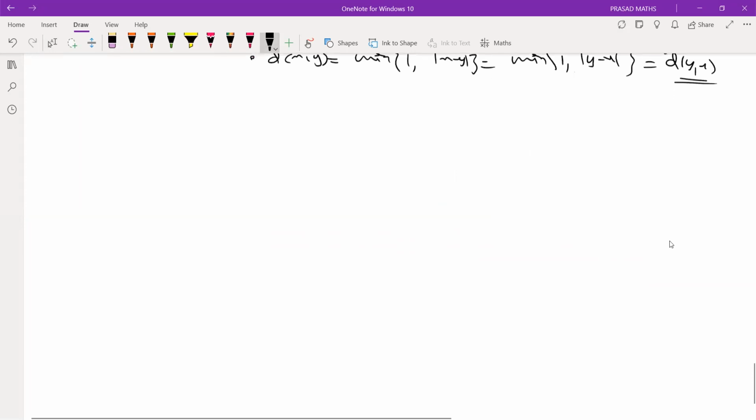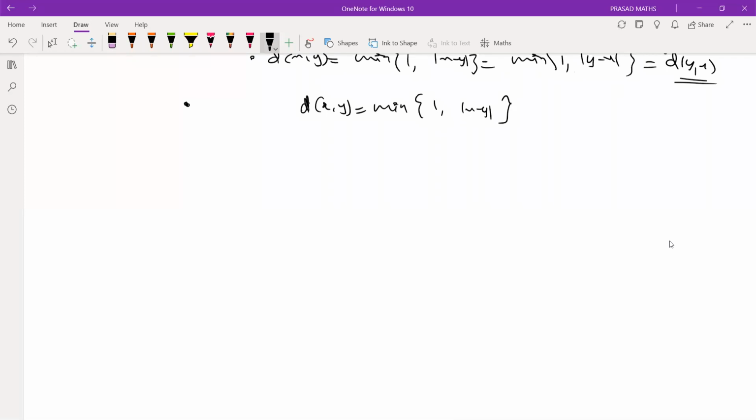So what about the triangle inequality? In order to prove the triangle inequality, first you need to observe two things. What is my distance? The distance function is a minimum function, the minimum of 1 comma mod of x minus y.